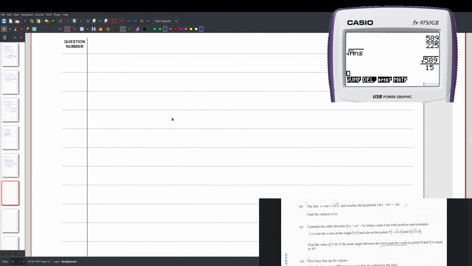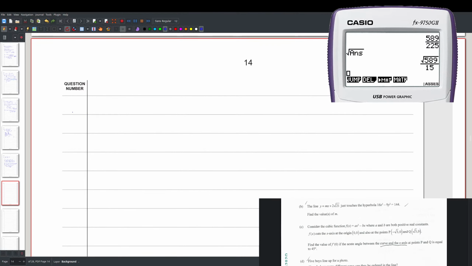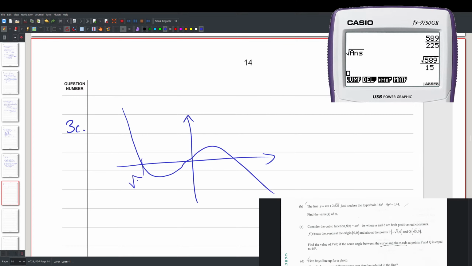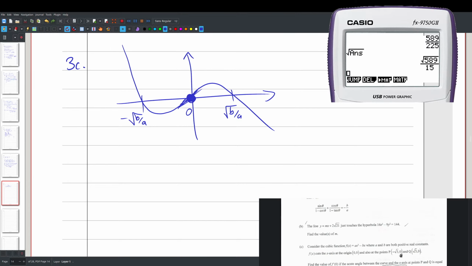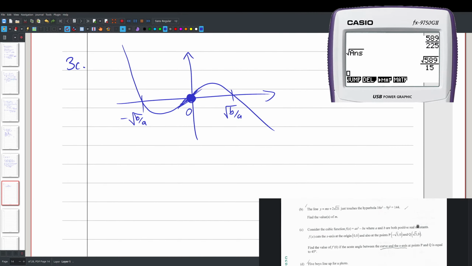Okay, so you see, the curve looks like this, that's the basic thing. So it's negative root b on a probably, and this one is root b on a, and this one should be 0. P and Q are symmetric about 0, so that means we might be correct here.